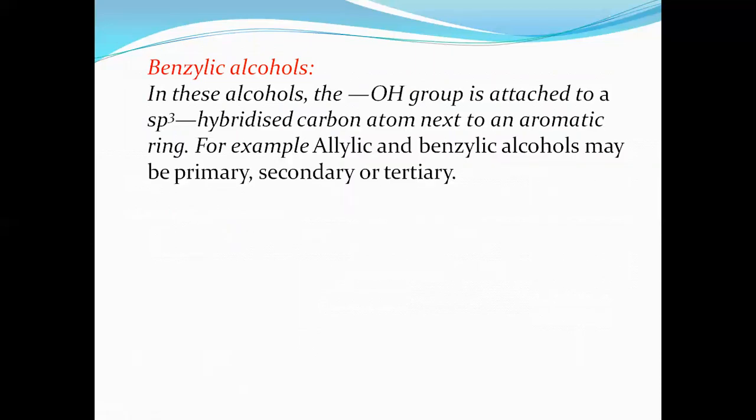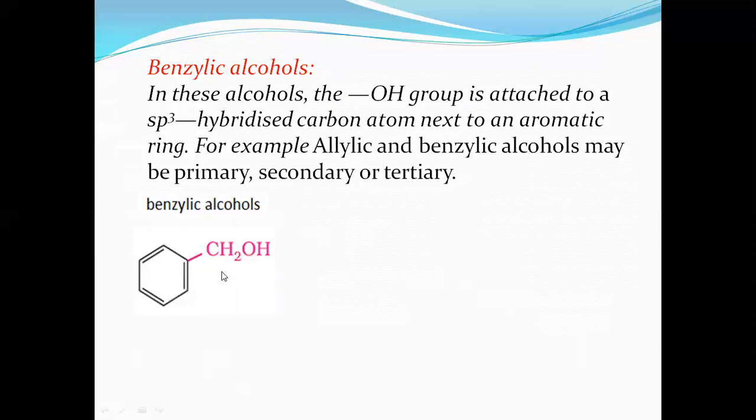Next, the category of the same is benzylic alcohol. What is benzyl? An aromatic ring, nothing but a benzene ring, attached with a side chain having a CH2 group is called a benzyl group. If the OH group is attached to benzyl, the benzyl side chain carbon atom must be sp3 hybridized. Such alcohols are called benzylic alcohols. Then just observe, they are also classified into primary, secondary and tertiary.